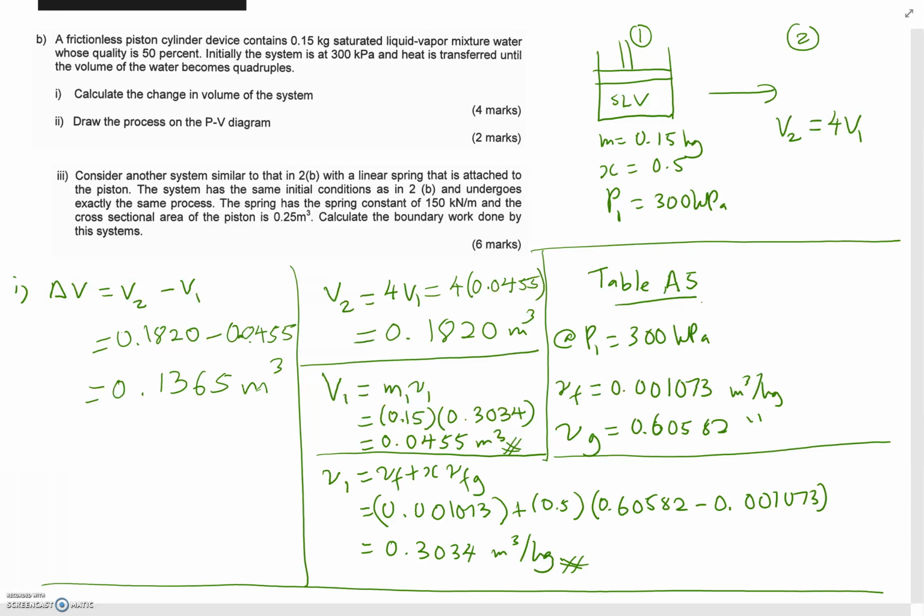Okay. So next is number 3. Consider another system similar to that in 2B, this one, with a linear spring that is attached to the piston. So the system has the same initial condition as in the question above and undergoes exactly the same process. The spring has the spring constant of 150 kN per meter and the cross-sectional area of the piston is 0.25 meter cube.